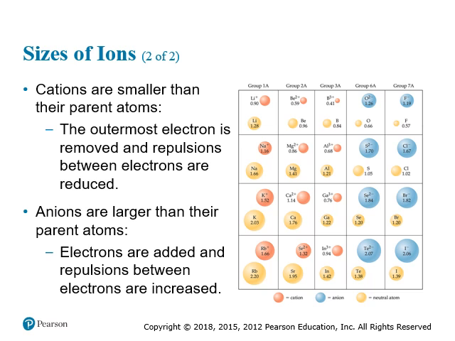Cations are formed when electrons are removed from an atom, positively charged ions. Cations tend to be smaller than the parent atoms that birthed them. When you remove an electron from the outermost level, then the repulsions, those shieldings between electrons, tend to be reduced. Anions are typically larger than their parent atoms. You're adding more electrons, and those repulsions between electrons tend to increase.